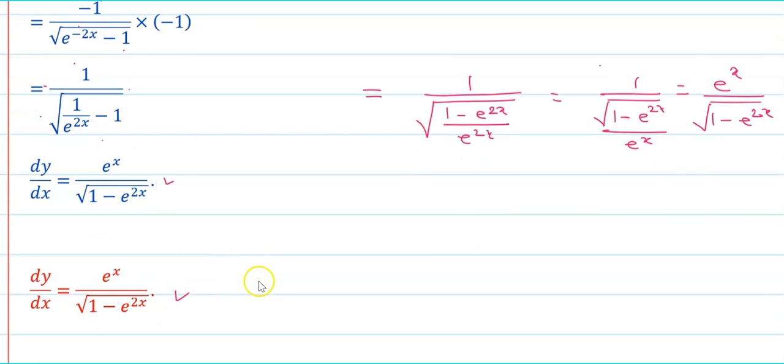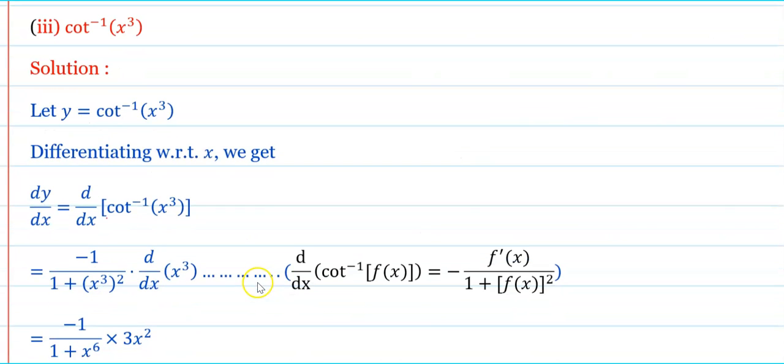Okay, answer. Now the next problem. Y is equals to cot inverse of x cube. Differentiate this with respect to x. Therefore dy by dx is equals to d/dx of cot inverse of x cube. Now again the d/dx of cot inverse of f of x is equals to minus f dash of x upon 1 plus f of x bracket square.